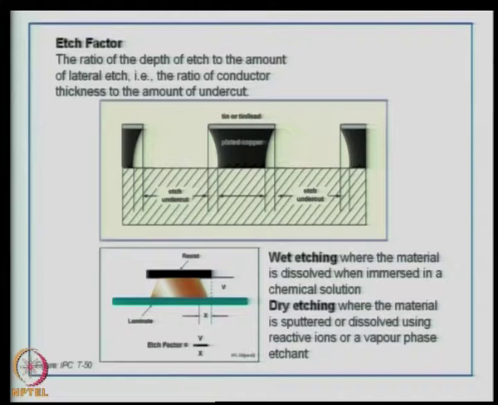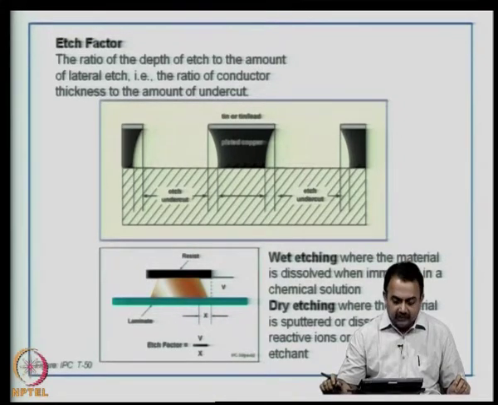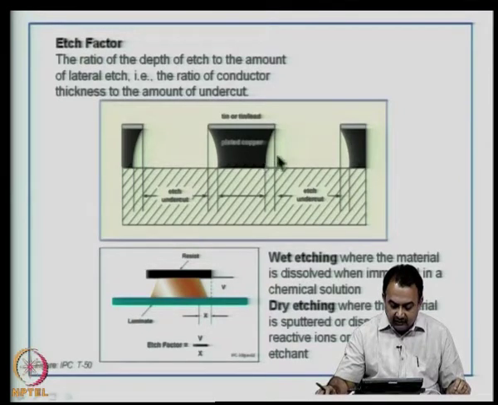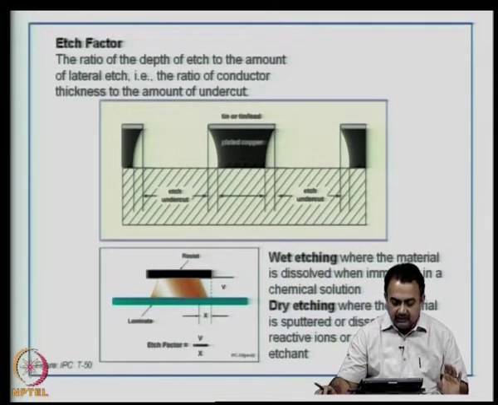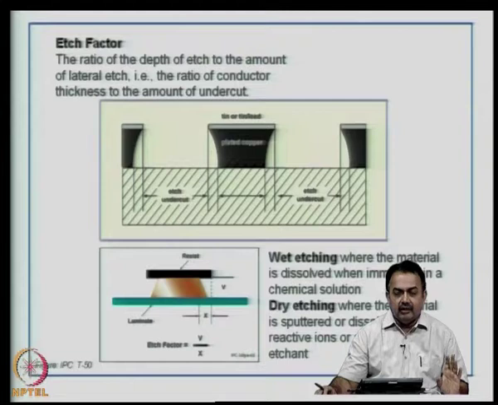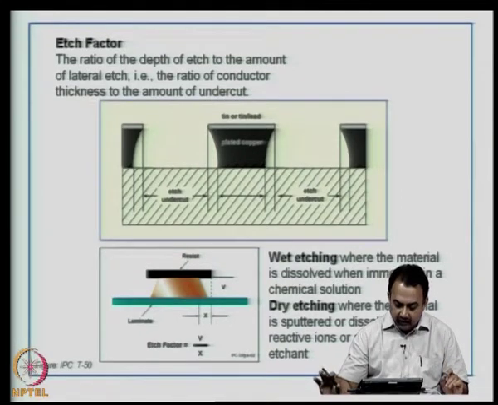So, let us try to define what an etch factor is. The ratio of the depth of etch, so what you see here, this is the depth of etch, to the amount of lateral etch that you see, that is the ratio of conductor thickness to the amount of undercut. So, basically it gives us an idea about the extent of undercut that has taken place despite having a metallic resist or an organic resist, which is fairly resistant to the etchant that you have used.